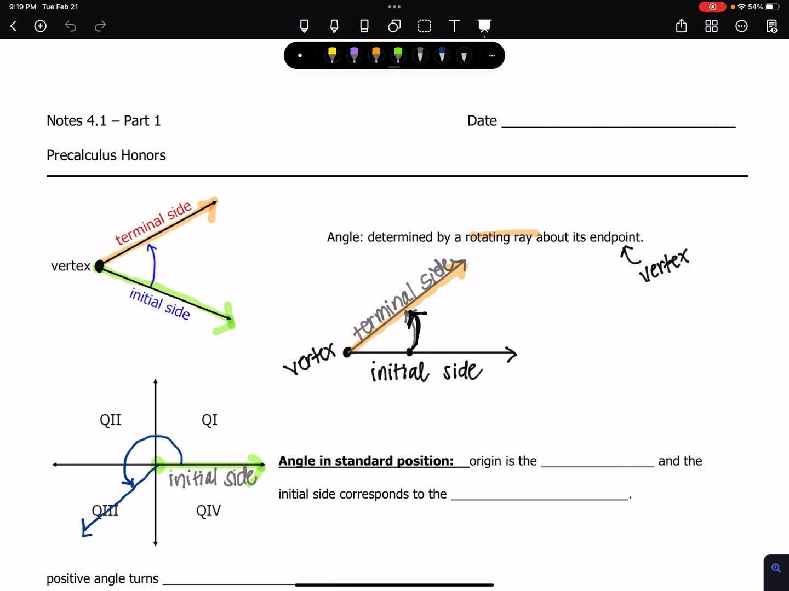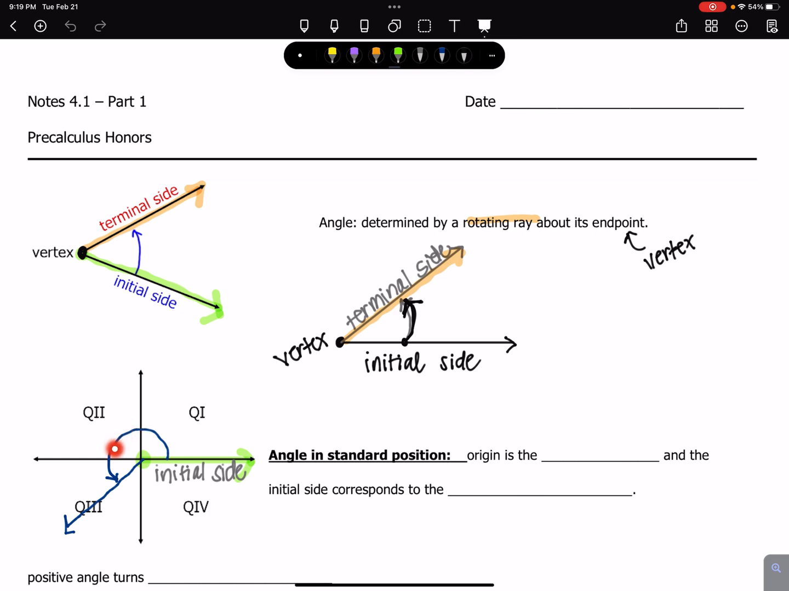my arc that's going around from the initial side to the terminal side is going to have an endpoint, so that arc will start at the initial side, and then it's going to have an arrowhead that touches the terminal side. And that's how we're going to draw our arc. Now this angle right here is going to have a certain measurement that we're going to talk about in just a minute. Now this is called an angle in standard position.